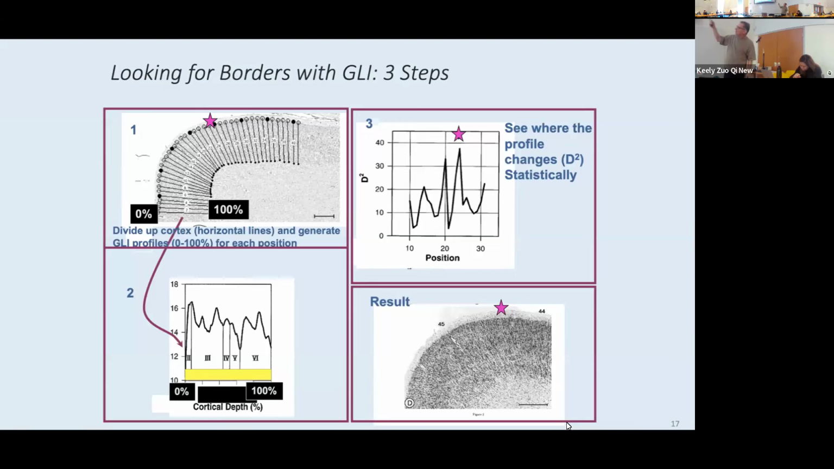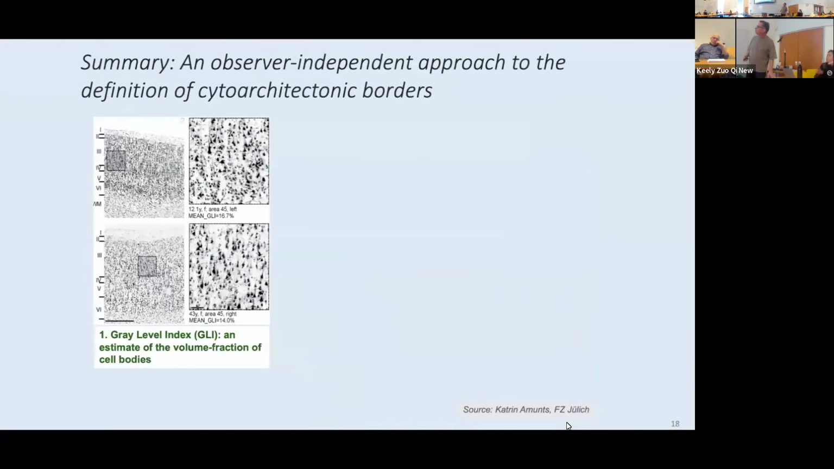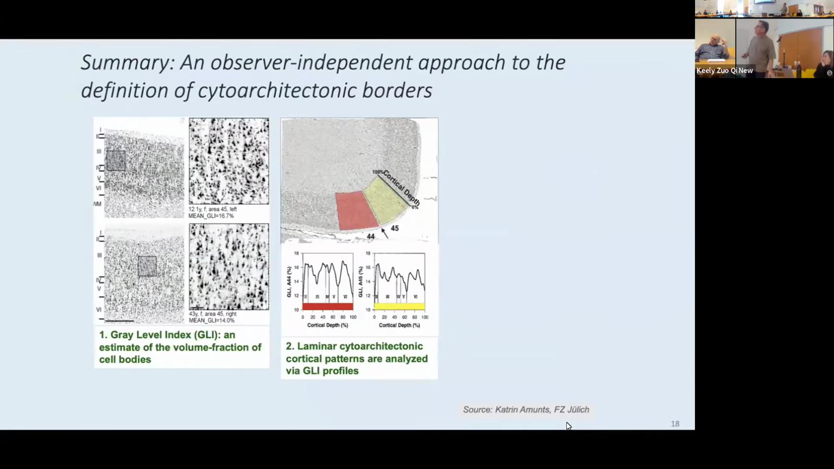And this is work that you do on every slice, in every brain area, on many brains. You need to do this. Here you can see two different areas. The patterns of the grayscale index differ between the yellow one, which is area 45, in the right hemisphere, and the reddish one, which is area 44. And the point at which it stops being the same is deemed to be the border.